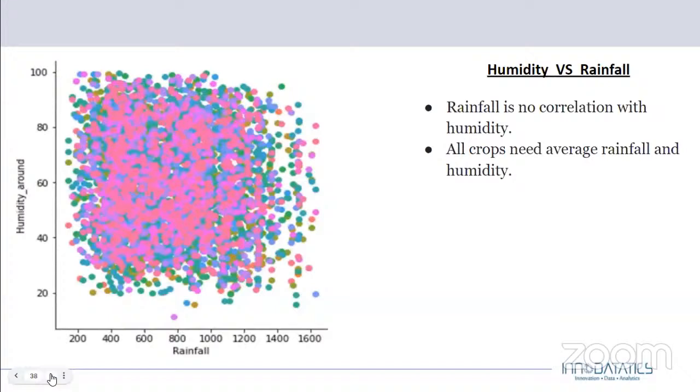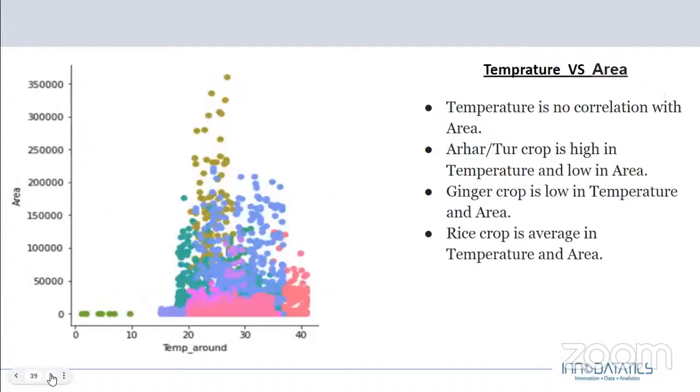Humidity versus rainfall. Rainfall has no correlation with humidity. All crops need average rainfall and humidity. Temperature versus area. Temperature has no correlation with area. Arhar and tur crops are high in temperature and low in area, whereas ginger crops are low in temperature and area. Rice crop is average in temperature and area.